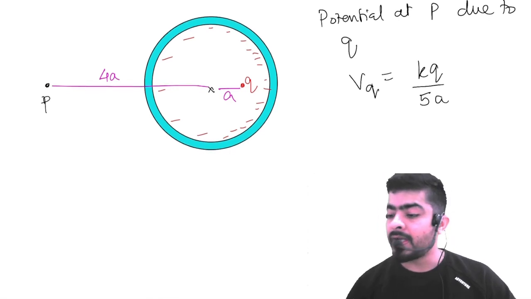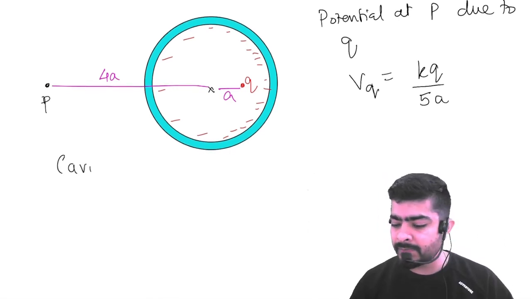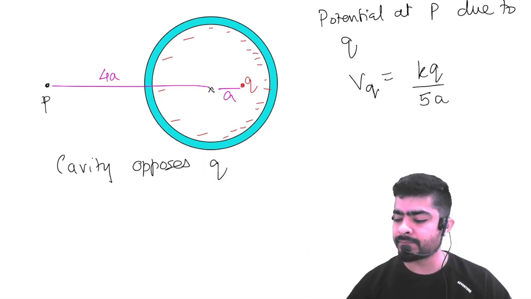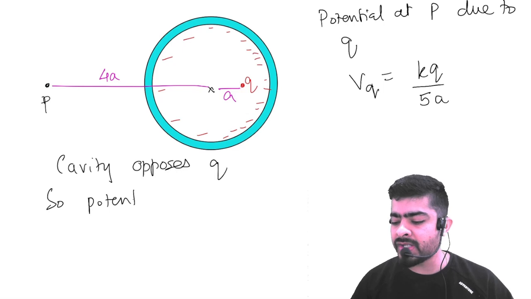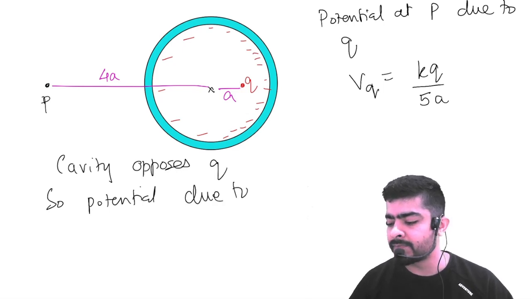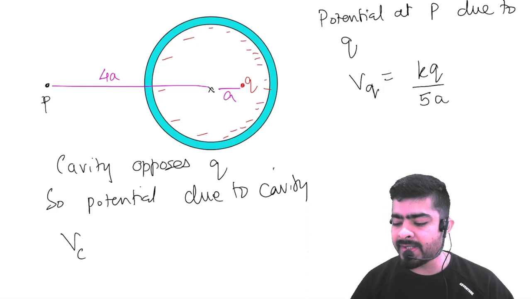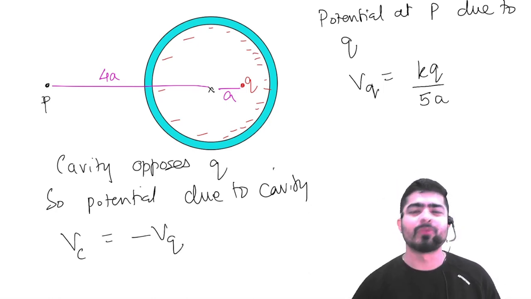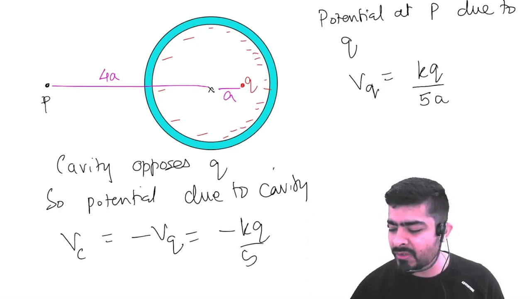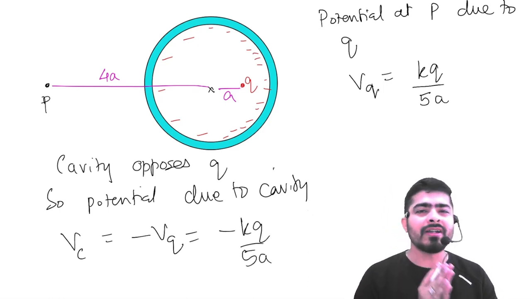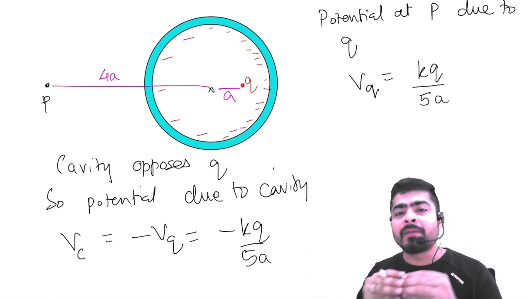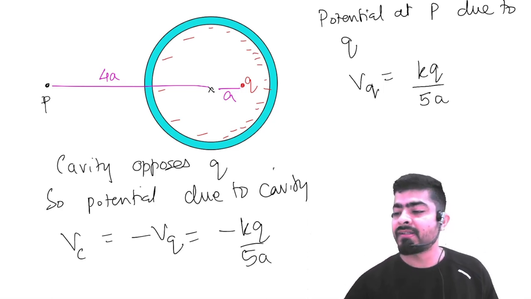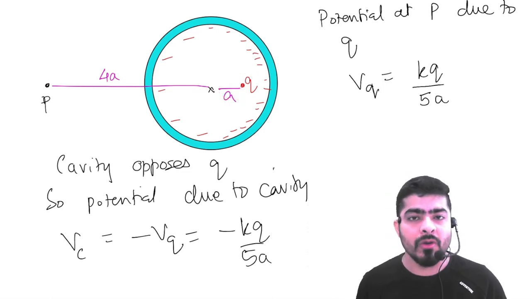Okay. Now cavity opposes Q, correct? So potential due to cavity, V cavity, that is VC, will be equal to minus VQ. So that will be minus KQ by 5a. Got it? Easy question, right? You just need to remember that cavity opposes charge inside itself. Okay, great. So let's continue.